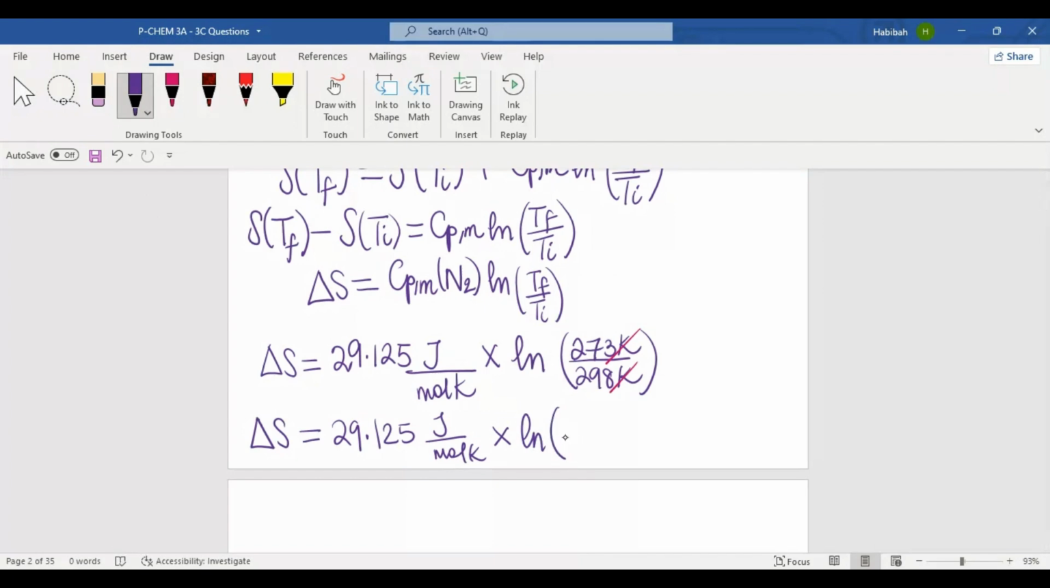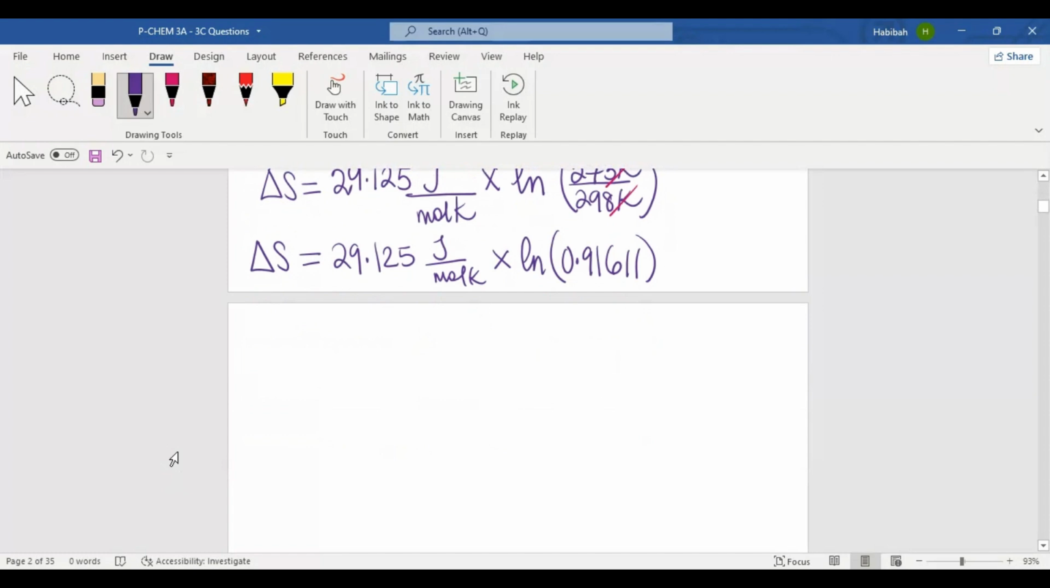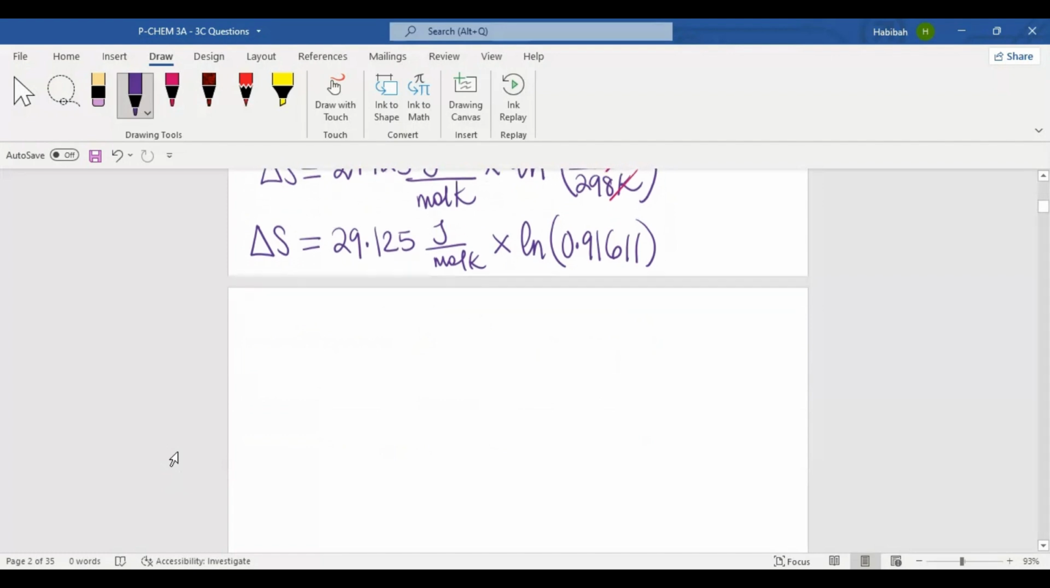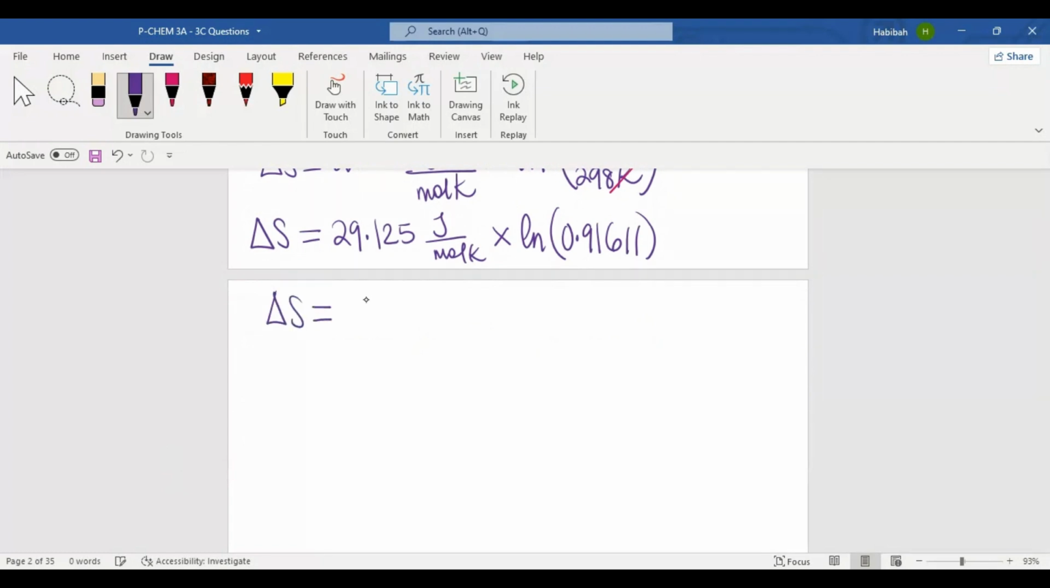273 divided by 298 is 0.91611. So now we have 29.125 joule per mole Kelvin times ln 0.91611. So change in S is going to be equal to negative 2.5519 joule per mole Kelvin. When we multiply what is up here that I'm putting in a box, you do 29.125 times ln 0.91611. Remember, the ln of anything less than 1 is going to give you a negative value, hence the reason why we have a negative here. So when you multiply both of them together, you have negative 2.5519 joule per mole Kelvin.